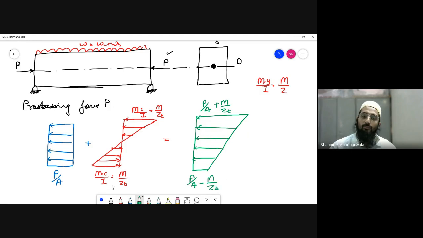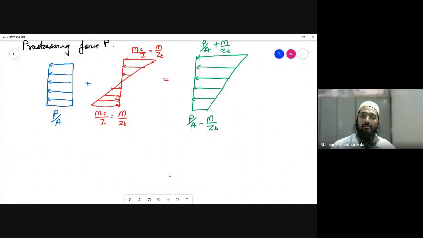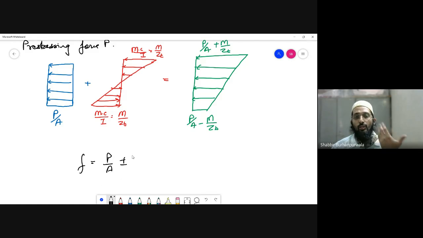Okay, so the resultant stress, if you want to write a formula for stress, stress is represented by small f, that is equal to P by A plus minus. Plus is for the top fiber, minus is for the bottom fiber. Always remember, in multiple formulas we are going to use such kinds of signs where there are going to be plus minus, minus plus, plus minus, like that. So always remember, the top signs are for the top fiber, the bottom signs are for the bottom fiber. Okay, plus minus M by Z.